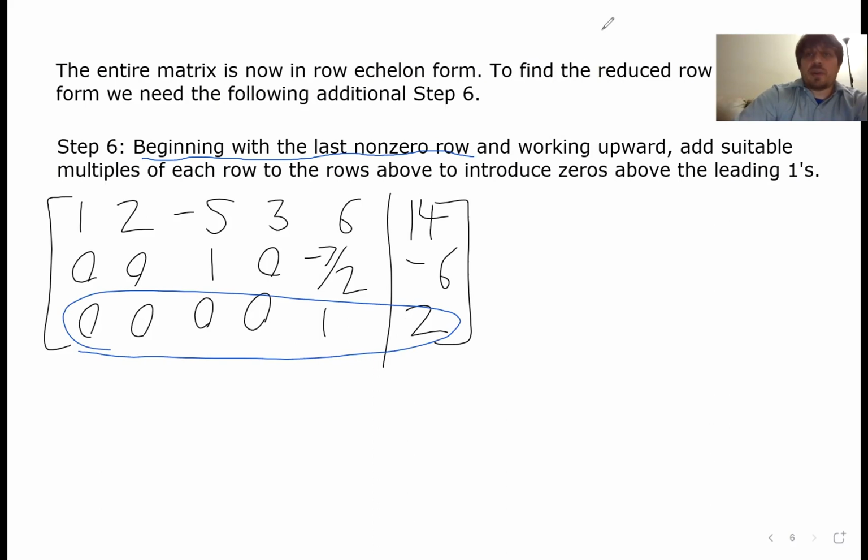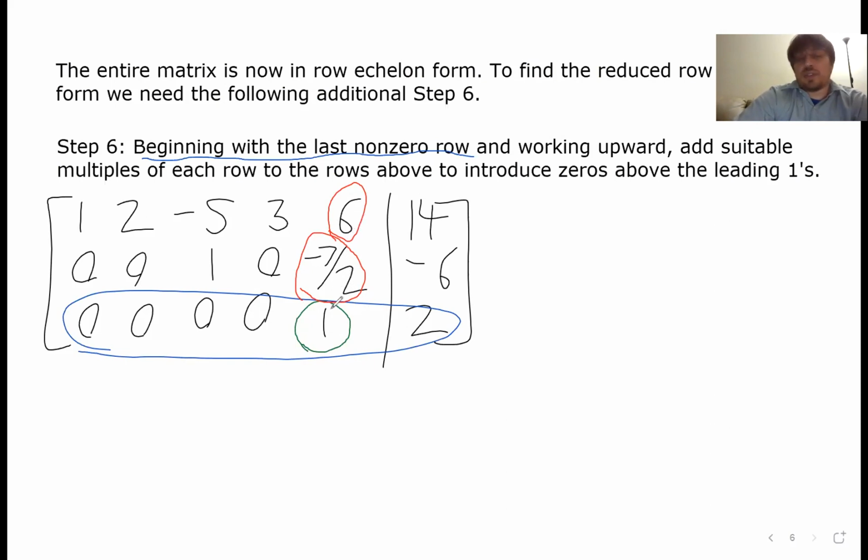Okay, so we have a leading 1 here, and so we want zeros for every entry above it. This is the leading 1 for the bottommost row, and the entries above it are not all 0. In fact, none of them are. And so we're going to add suitable multiples of this last row to the rows above it so that those red entries, the entries above that leading 1, become 0.